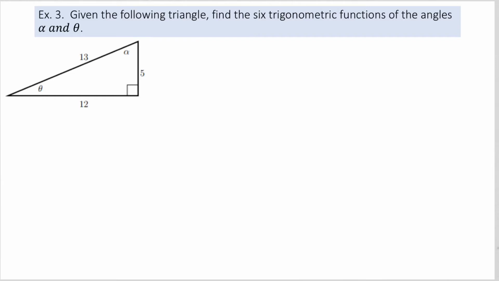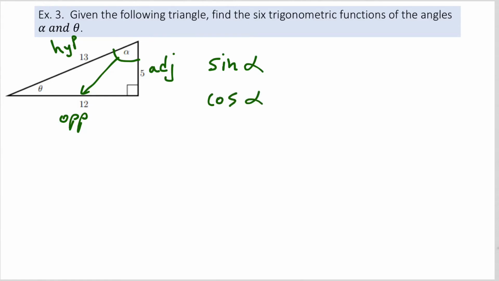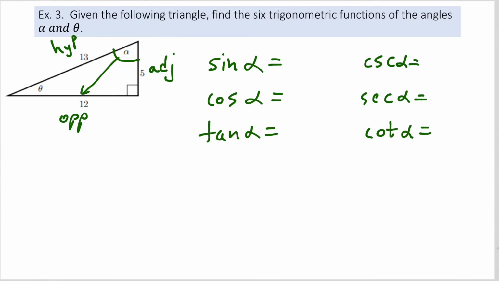So let's do alpha first. So I'm standing on alpha. There's alpha. That means this is my opposite side. This is my hypotenuse always. And this is my adjacent side. So I'm going to find the sine of alpha, the cosine of alpha, the tangent of alpha. And then I'm going to flip those upside down, which would give me the cosecant of alpha, the secant of alpha, and the cotangent of alpha. So I'm going to use SOHCAHTOA to help me with that.